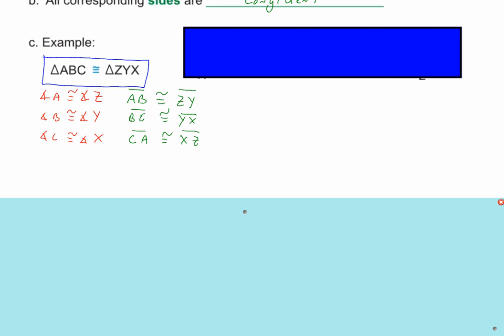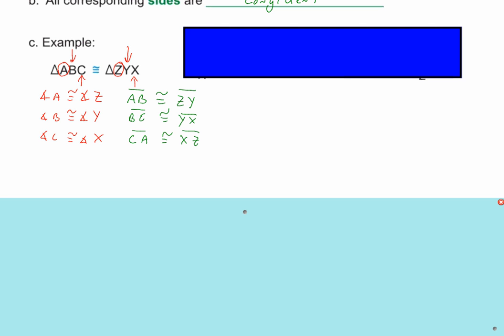So again, watch. Angle A, we said goes with what angle? Z. We said angle B goes with what angle? Y. We said angle C goes with what angle? See how you could write that without any picture?